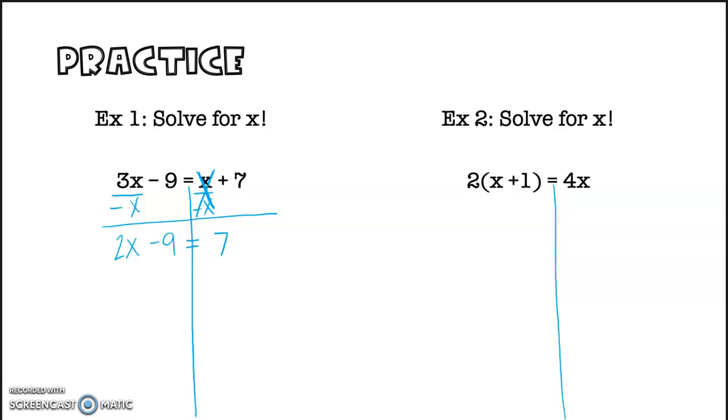So now I need to move all my constants to the opposite side. I moved all my variables to the left, so now I'm going to move the constants to the right. So my constant over here, I've got negative 9, and my constant over here, I've got 7.